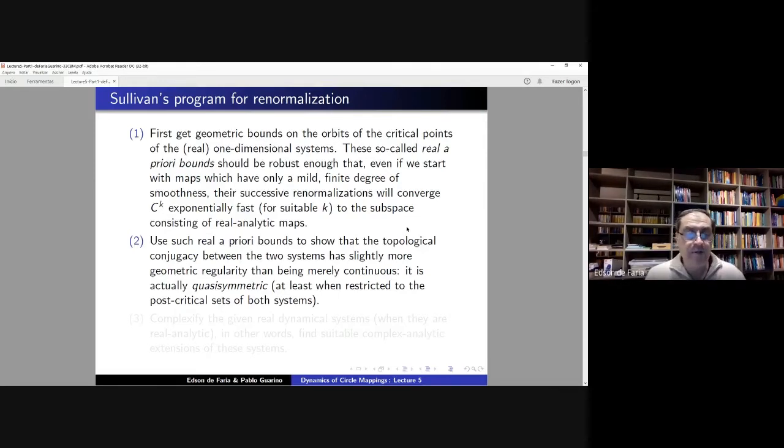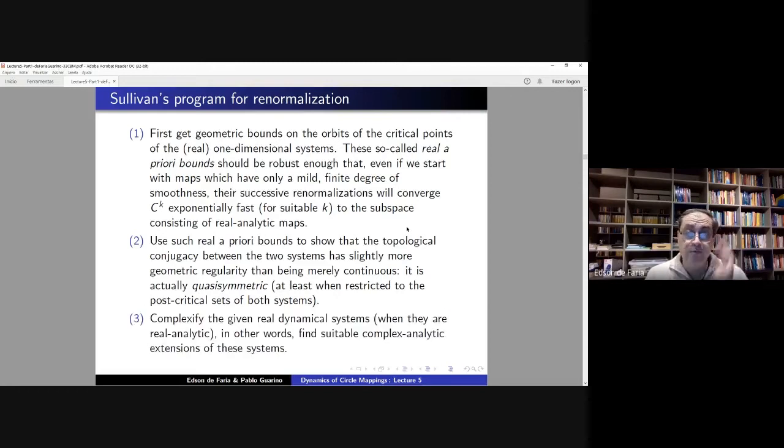The third step in his strategy is to complexify these real dynamical systems. So now you know that as you renormalize, you're going to the class of real analytic systems. So you might as well say, well, let me start worrying about real analytic systems first. And let me try to show that if I have two such systems with the same topology, then their renormalizations are going to converge together, hopefully at an exponential rate, okay?